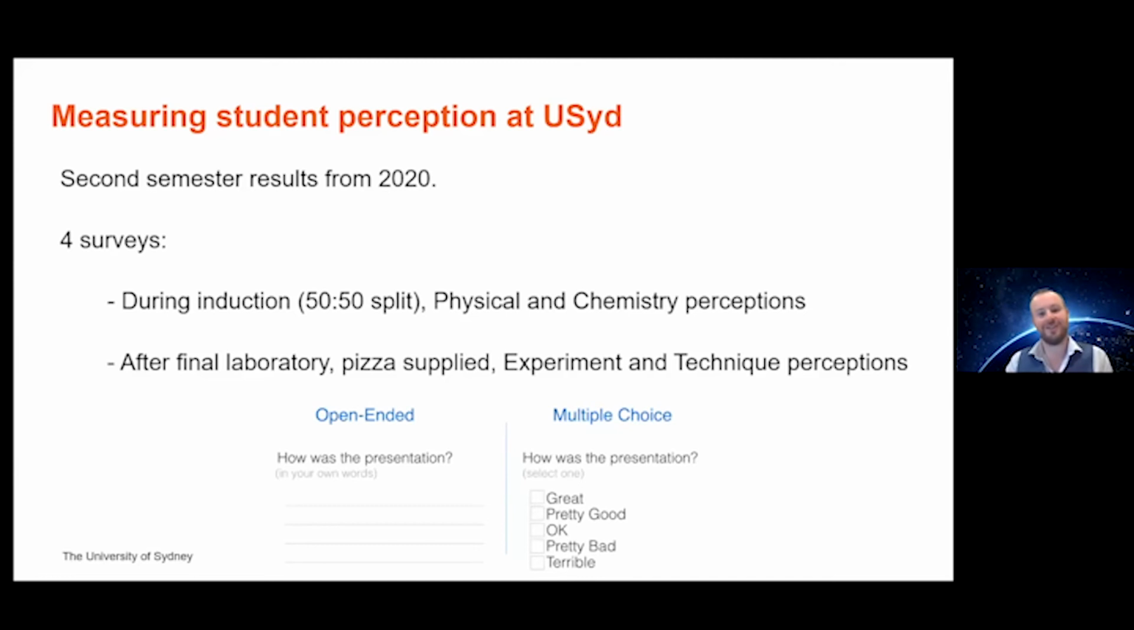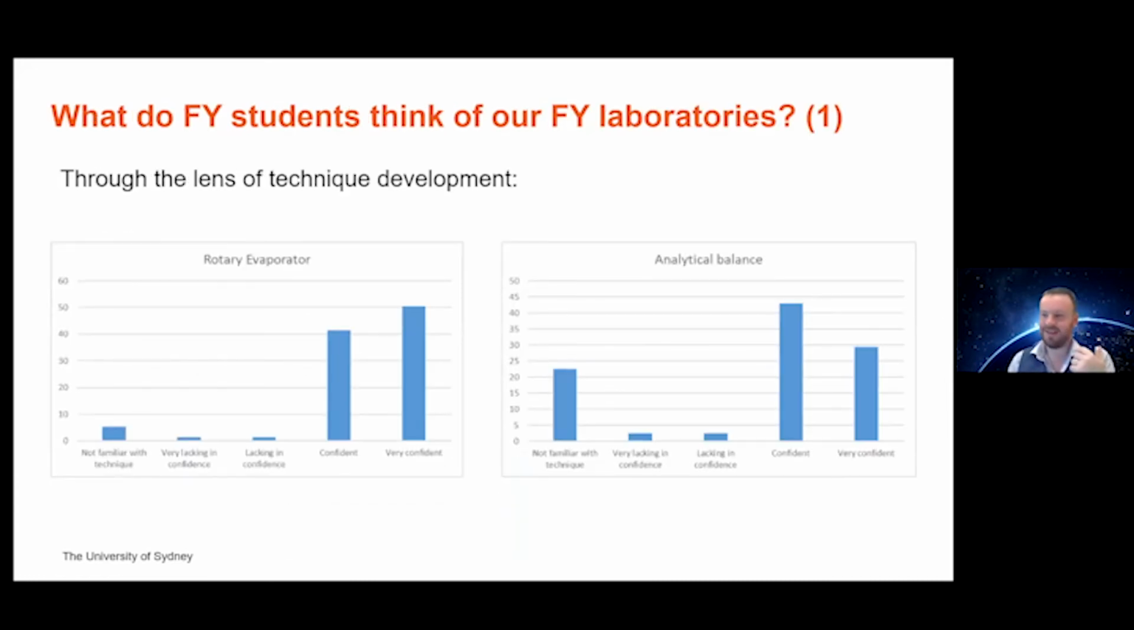Again, I use a range of open and closed questions and a Likert style for those closed questions. For the results that were coming out of that, when the students were asked about technique development, this slide is one of my favorites in this talk. On the right-hand side for analytical balance, apparently after a year of being in our labs, 20% of the students don't even know what an analytical balance is. That was disturbing. On the left-hand side, they're very comfortable around the use of a rotary evaporator. That's particularly fascinating because they never saw one in first year.